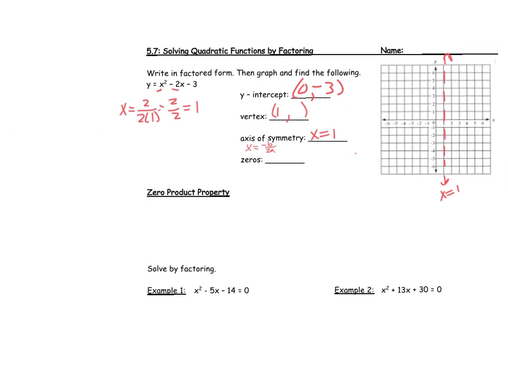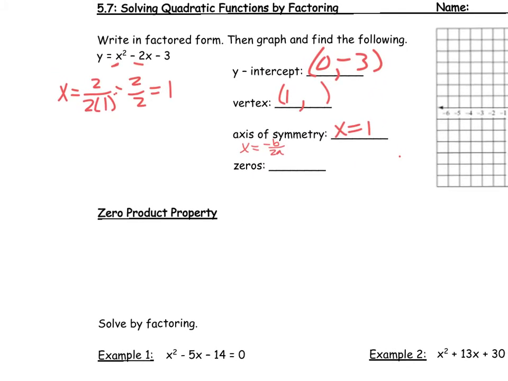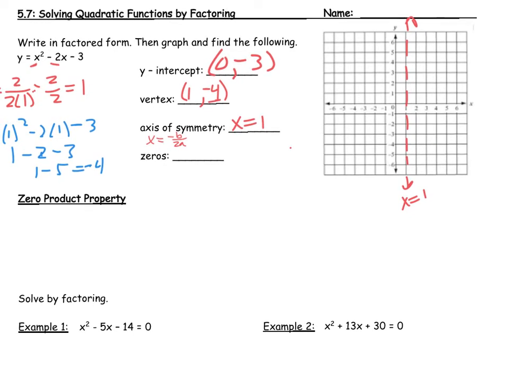The vertex is on there, so we are going to plug 1 in for x and then solve for y to find the y value of our vertex. So let's go with y equals 1 squared minus 2 times 1 minus 3. 1 squared is 1, minus 2, minus 3. So this is 1 minus 5, or -4. So 1, -4.